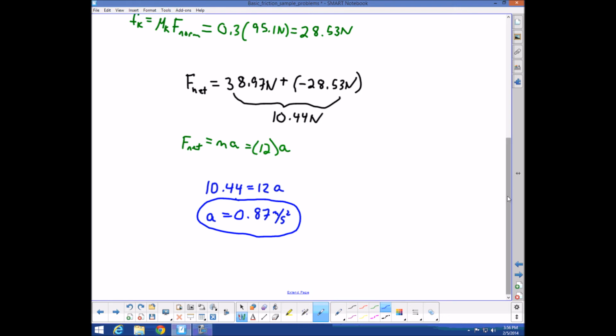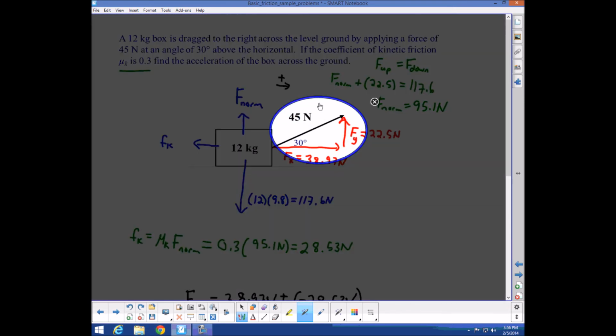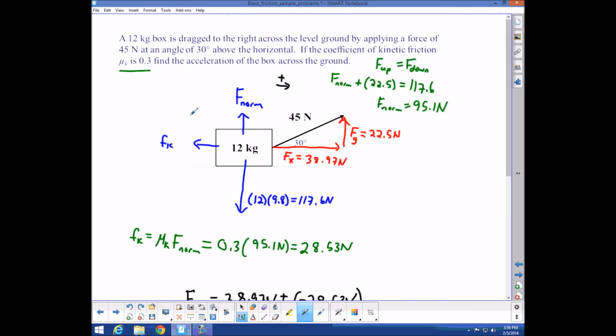So this problem is not much more difficult than the other problems, but one of the key things is recognizing that because this applied force is acting at an angle, we need to break it into components, and that means that the normal force is not just going to balance out the weight. When we go through and look at this, a common mistake that students will make is to always set the normal force equal to the weight of the object. You have to make sure that all of the forces perpendicular to the ground add up to equal 0.